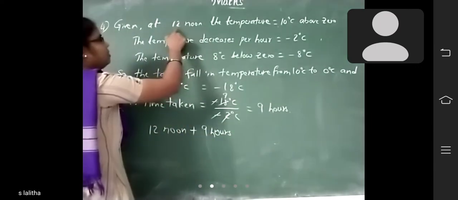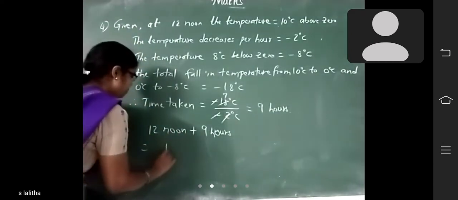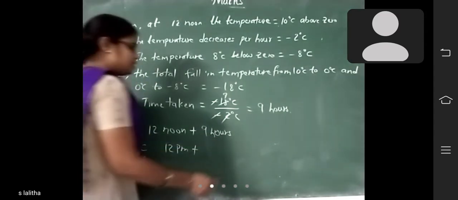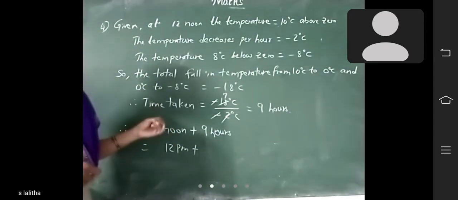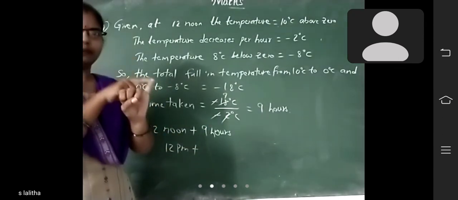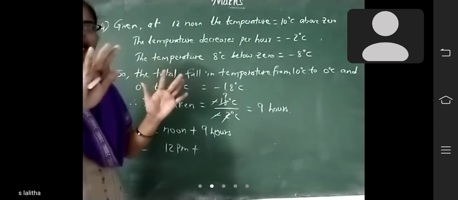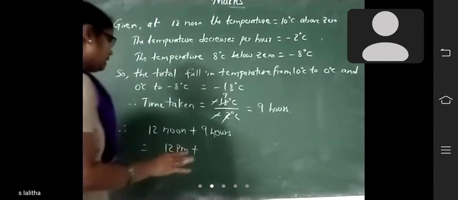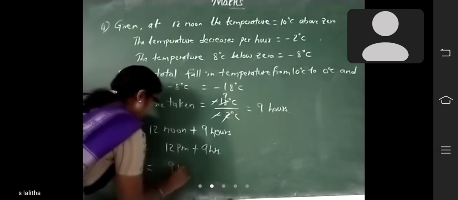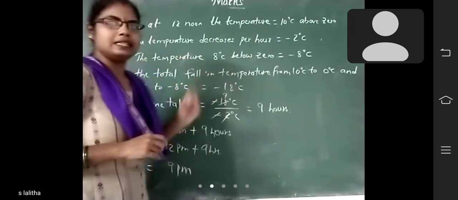12 noon. At present, what is that? 12 noon plus 9 hours. 12 noon means 12 p.m. plus 9 hours. 9 hours means you have to add from 12 p.m. to 9. So 12 to 1 hour, 2, 3, 4, 5, 6, 7, 8, 9. So at what time is it? 9 p.m. So at 9 p.m. the temperature is minus 8 degrees centigrade.